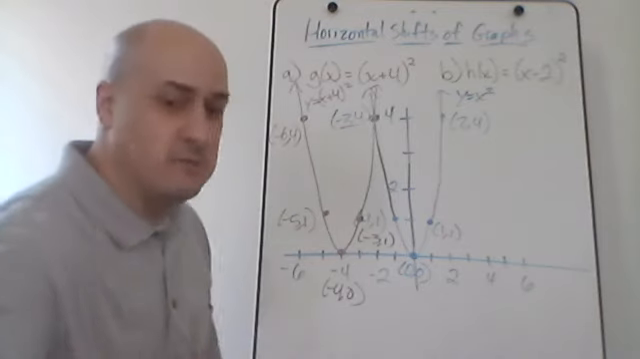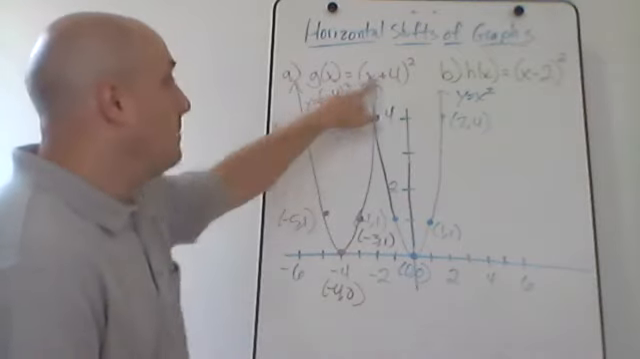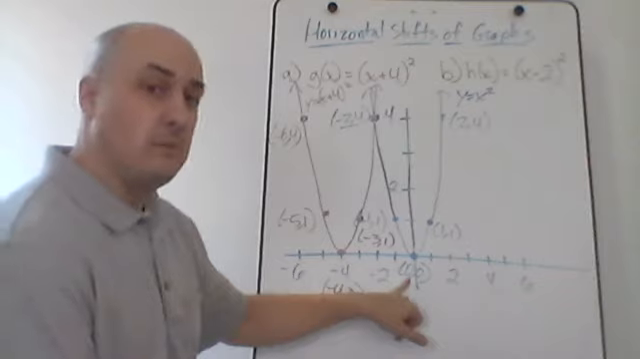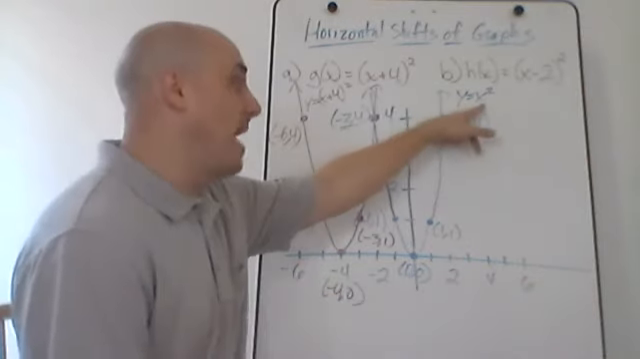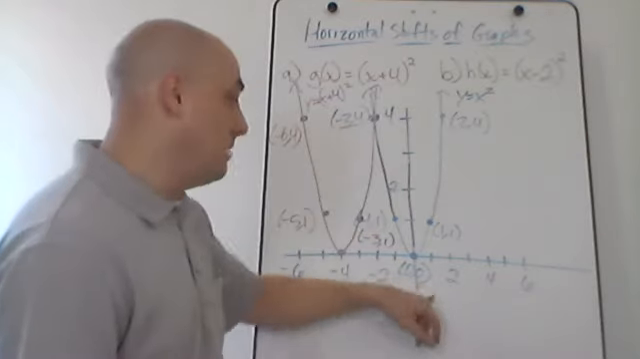It makes sense to me, but trying to explain it in a way that makes sense to other people is not always easy to do. So, think about this point on the parent function, 0, 0. When I plug into my y equals x squared, when I plug in x equals 0, I get y equals 0. So that gives me the point 0, 0.